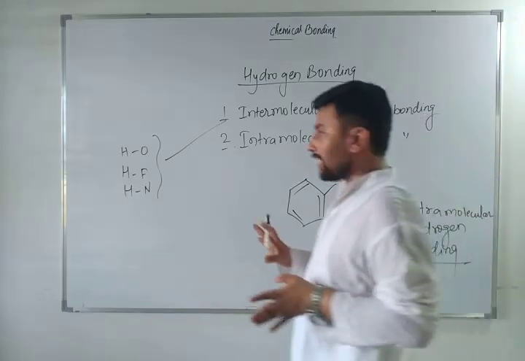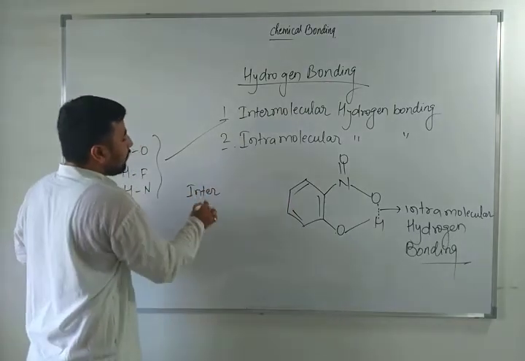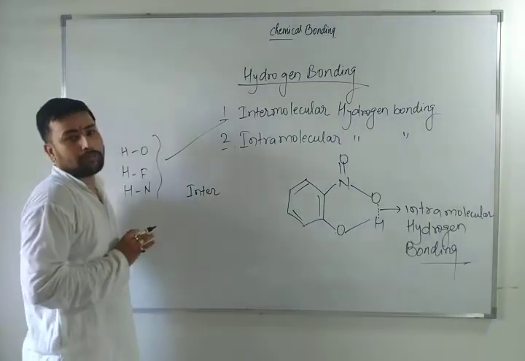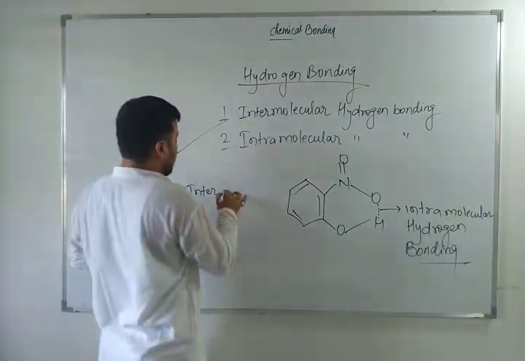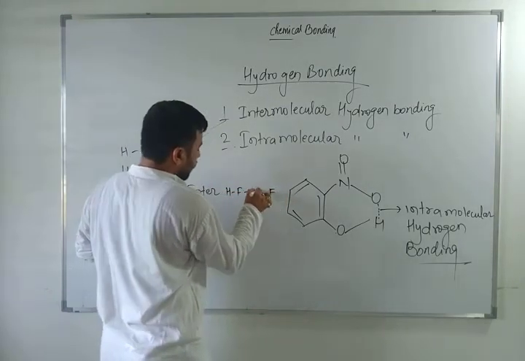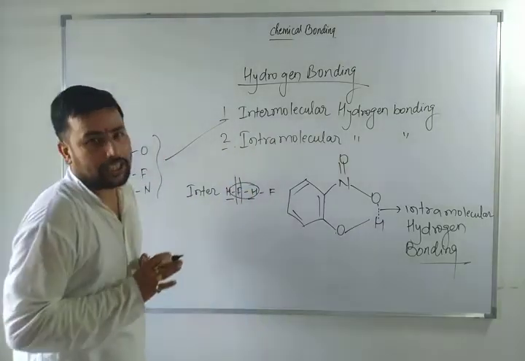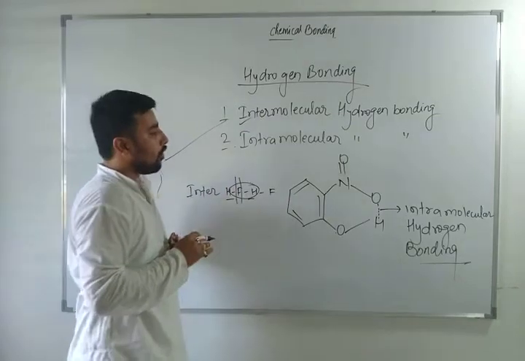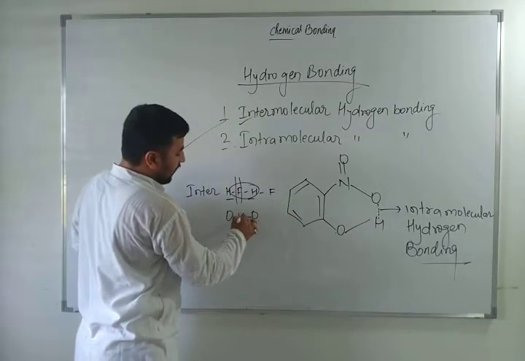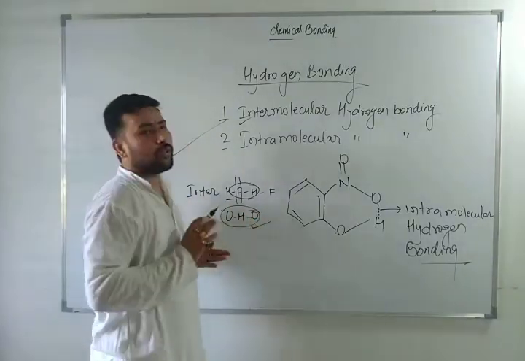If you are not understanding the concept, just remember, inter means the hydrogen atom will not be in between the two highly electronegative atoms. In HF you are seeing that between the two hydrogen atoms, one single highly electronegative element is there. So that is intermolecular. And here you can see two oxygens, highly electronegative elements, and between them hydrogen is there. So this is called intramolecular hydrogen bond.